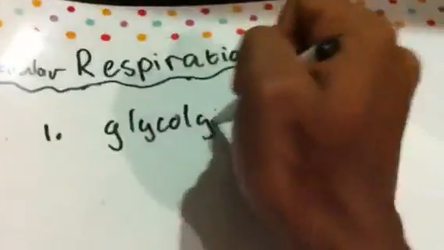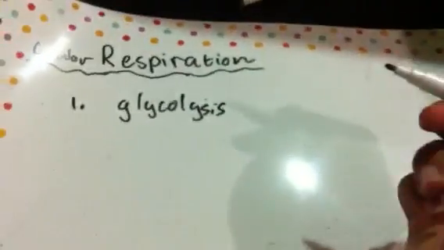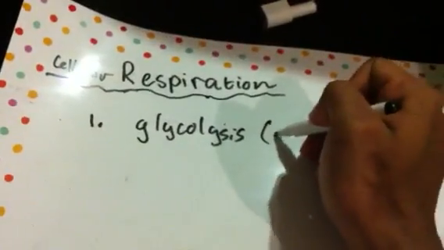Okay, sorry for that delay. So there are 3 basic steps to aerobic cellular respiration. The first step is known as glycolysis, and that occurs in the cytoplasm of the cell.